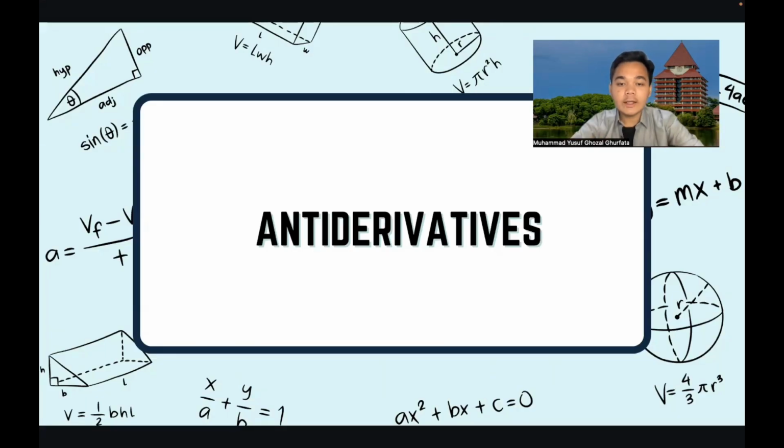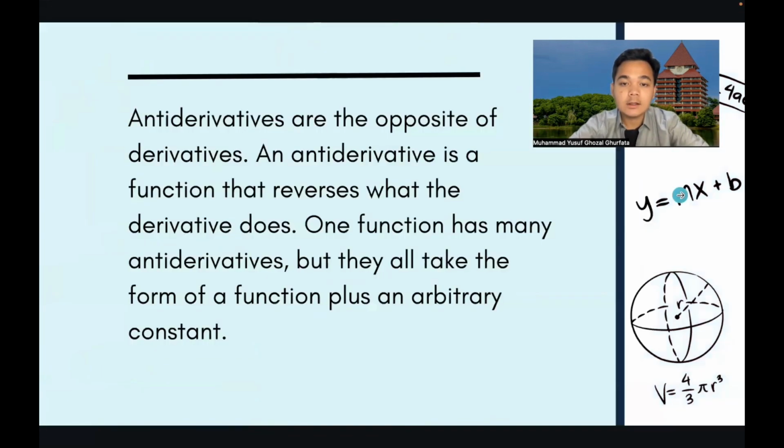Hello! So next I'm going to teach you about antiderivatives. What are antiderivatives? Antiderivatives are the opposite of derivatives. An antiderivative is a function that reverses what the derivative does. One function has many antiderivatives, but they all take the form of a function plus an arbitrary constant.